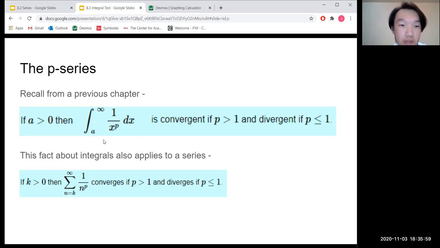And it appears that this integral also applies to series. So if you have a series in this form, summation of 1 over n to some power, depending on what that power is, it'll converge or diverge. And the rule is the same as the other version. This series also has a special name. It's called the P series.